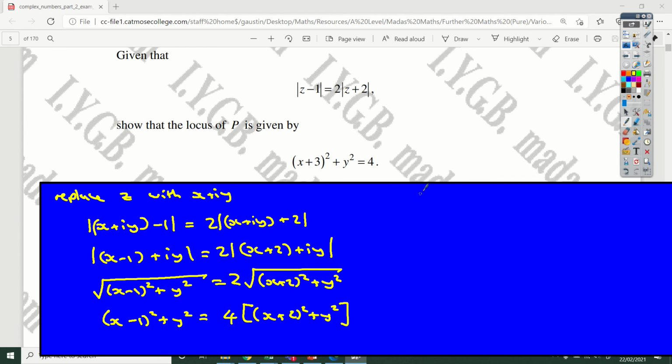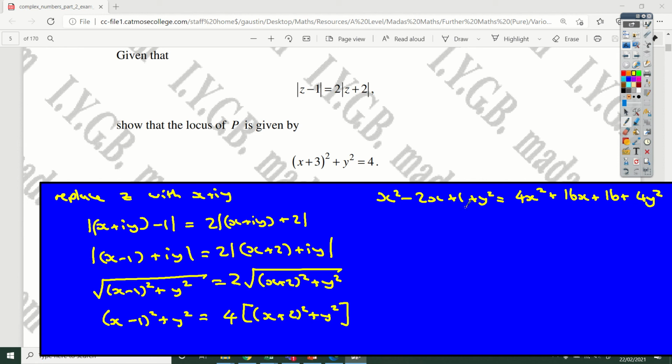Okay, now I'm going to distribute and expand. So the left-hand side will look like this. It will be x squared minus 2x plus 1 plus y squared. And then sorting this out will give me 4x squared, and then 4 times 4 is 16, and then 4 times 4 is again 16, and then 4y squared.